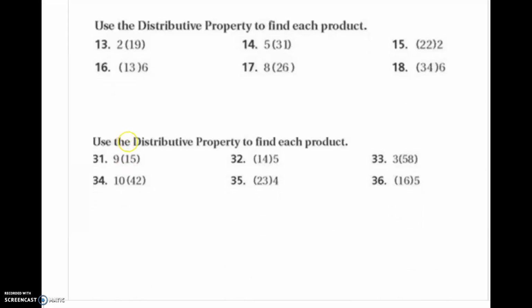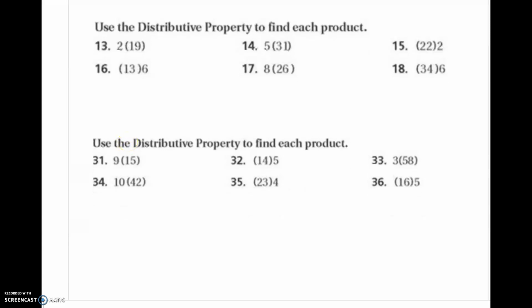All right, so number 13. 2 times 19. Think about what you can break 19 into, because 2 is pretty easy to work with, but 19 may not be. Okay? I would suggest breaking this down into 10 and 9. Actually, let's back up. Let's just break it down first. So 10 and 9 makes 19.